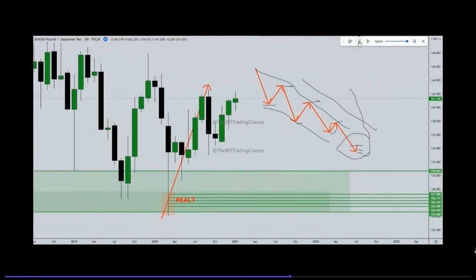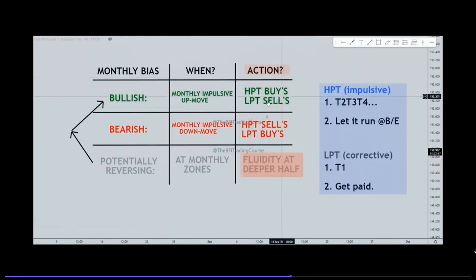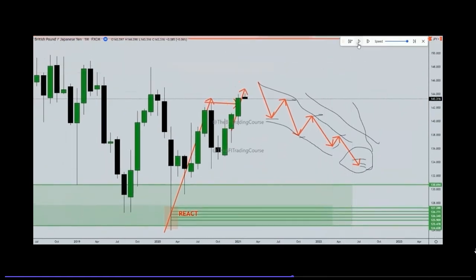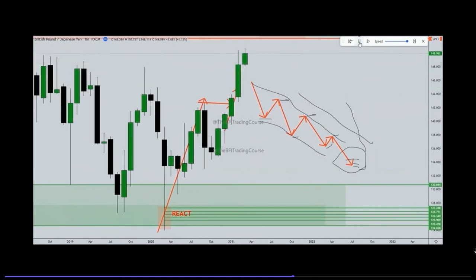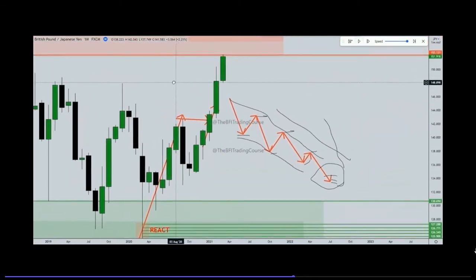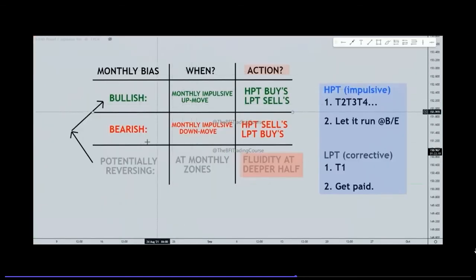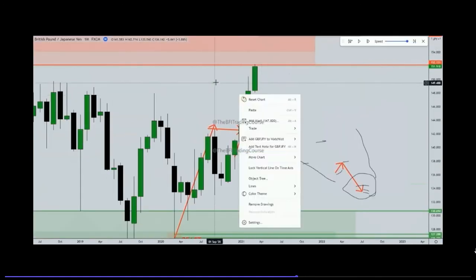Okay, but HPT buys, LPT sells. That's all we're doing on the little time frames. And another monthly footprint. Great sign. But we are still bullish. Now, here's an interesting point. What is your bias going to shift towards immediately when we enter a monthly zone? So, potentially reversing when at the monthly zones.